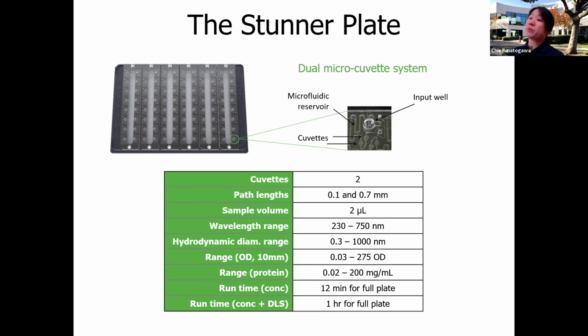For the Stunner instrument, you can also just measure the absorbance. You don't have to commit to measuring a dynamic light scattering read every time, or a DLS read. If you just measure the absorbance, it's about 10 to 12 minutes per read. If you read a full 96 plate for the concentration and the DLS read, it takes about an hour.